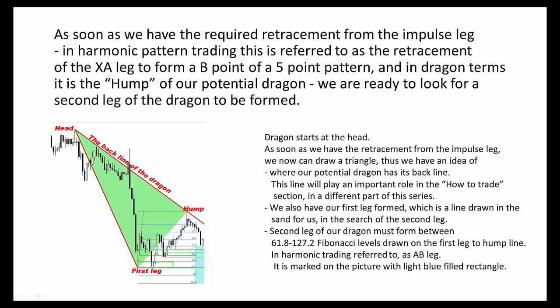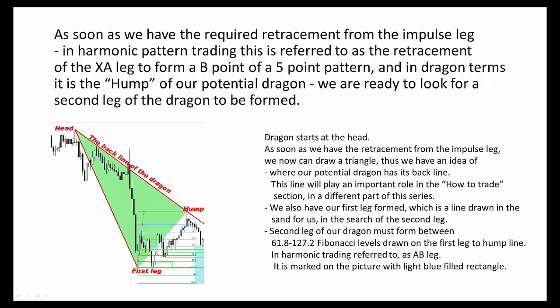As soon as we have the required retracement from the impulse leg, in harmonic pattern trading this is referred to as the retracement of the XA leg to form a B point of a 5-point pattern, and in dragon terms, it is the hump of our potential dragon. Now we're ready to look for a second leg of the dragon to be formed. The dragon starts at the head.